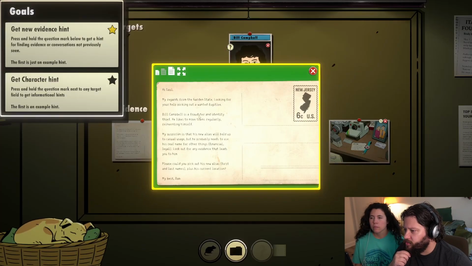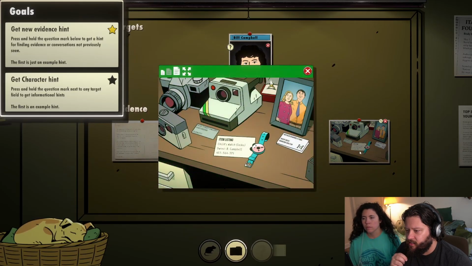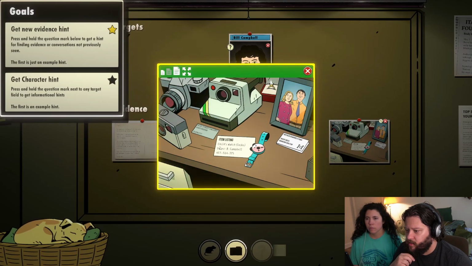Bill Campbell is a fraudster and identity thief. He likes to move towns regularly, reinventing himself. Hold up. Real name. Look out for any evidence that leads you to him. We need his first, last, and... Okay.